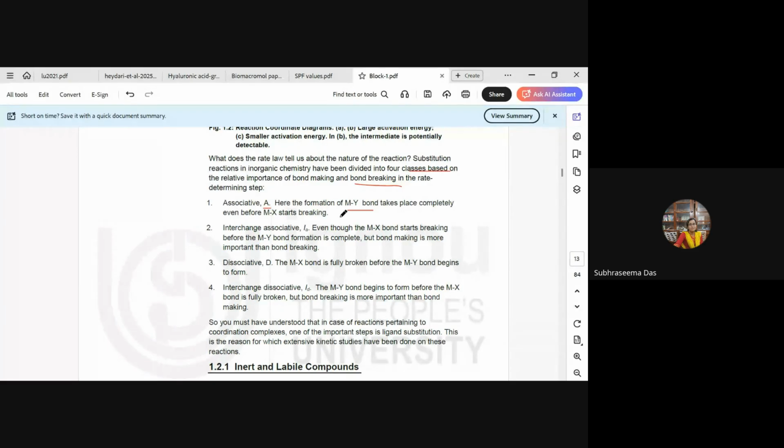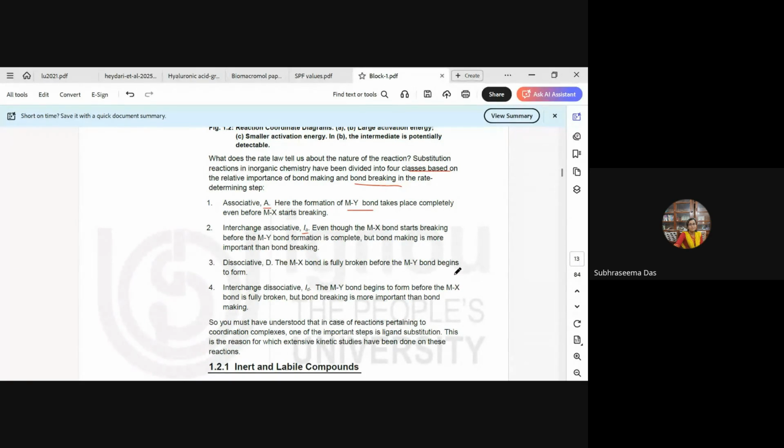Then the second class of substitution reactions is the interchange associative. This interchange associative is represented as capital I with subscript small a. Now what happens in this case? Even though the MX bond, that is the reactant bond, starts breaking before the MY bond formation is complete, the bond making is more important than the bond breaking.